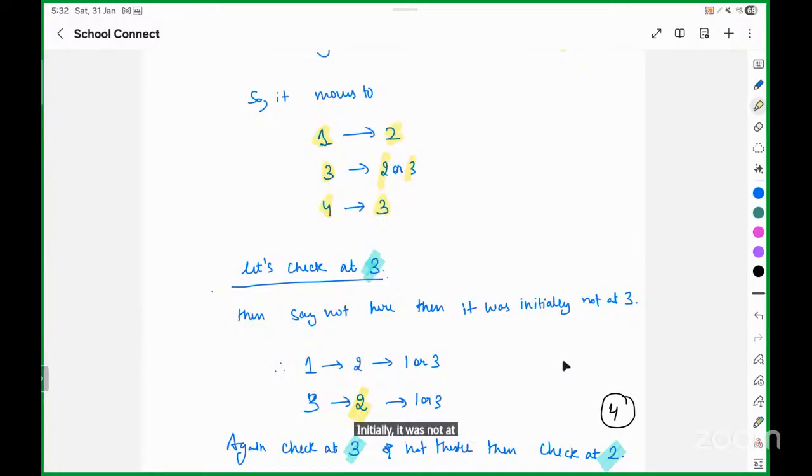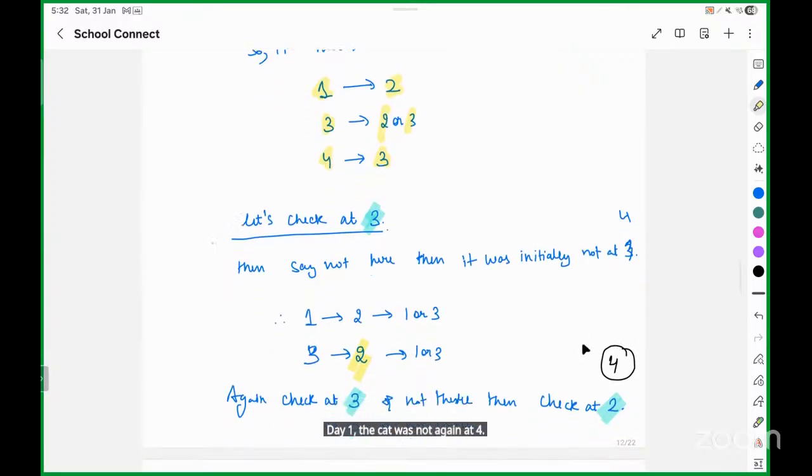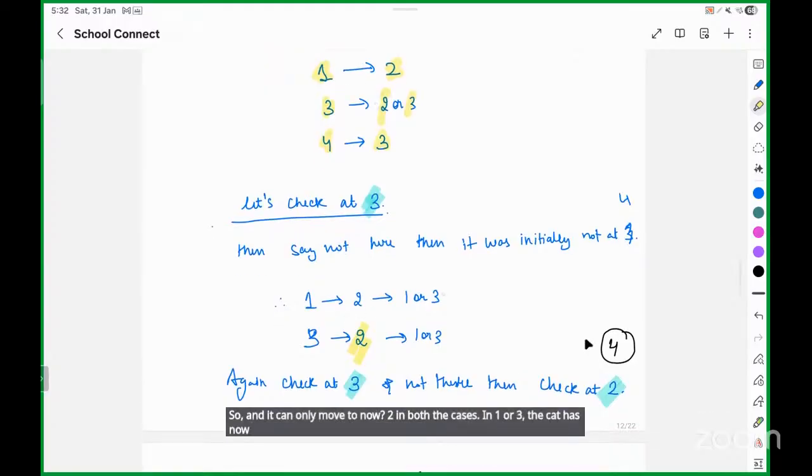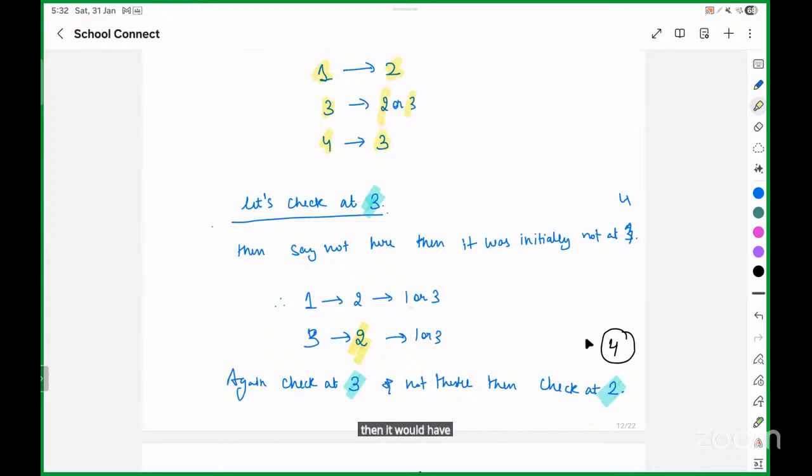I should have written 4 here and not 3. It should be 4, because if the cat was at box 4, then it can only move to 3. And if the cat is not at 3 now, then initially, on day 1, the cat was not at 4 again. So it can only move to 2 in both cases. From 1 or 3, the cat has now moved to 2. So if it is not at 2, then it would have moved towards 1 or 3.